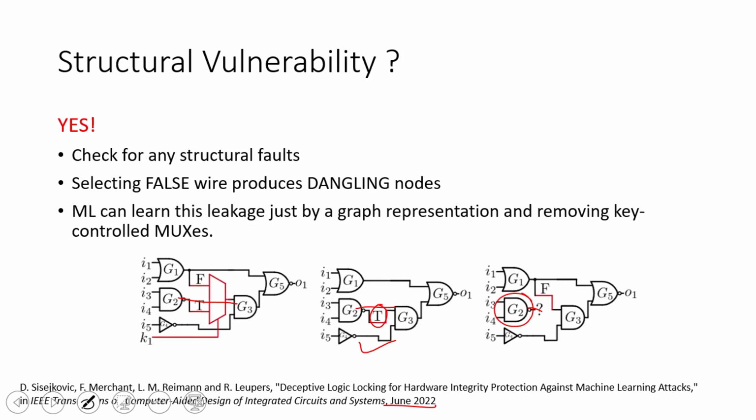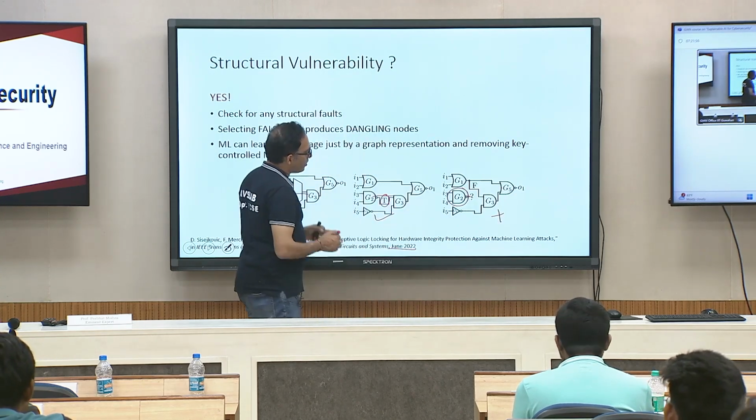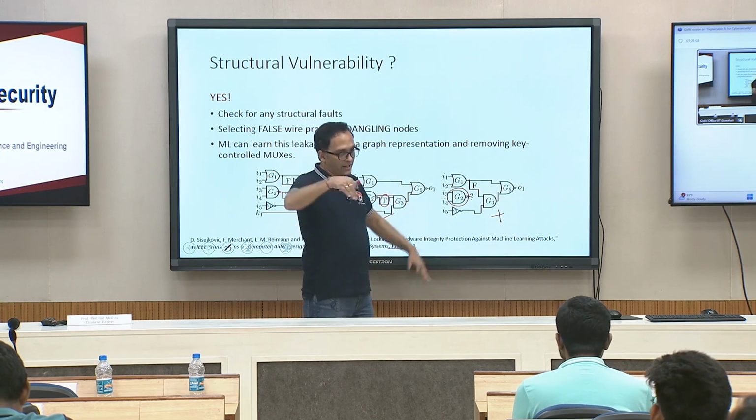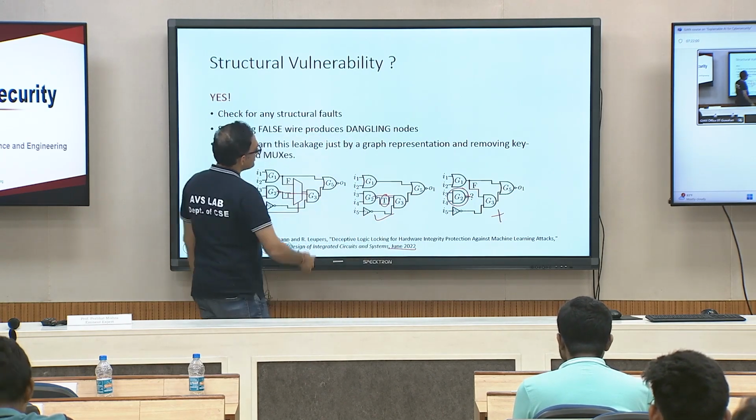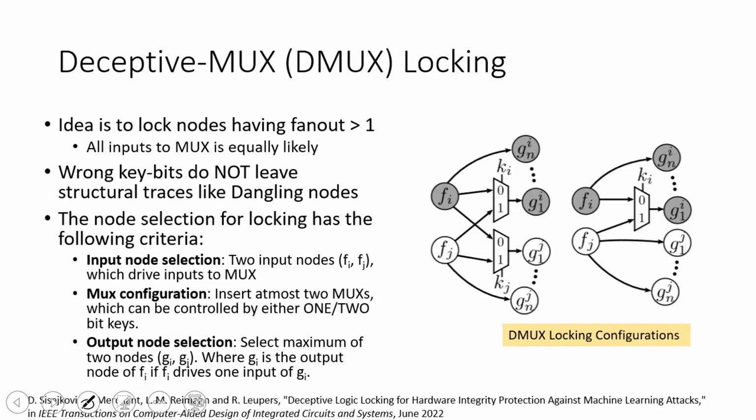So, what they will do is train the model, predict, and check whether you are reaching this or that. If you are reaching that, that means this is the wrong key. You cannot have a dangling gate, because your original circuit cannot have any gate which is hanging. So, they will say this must be true just to make the circuit work. Okay, so that is the deceptive logic locking for hardware integrity protection against machine learning attack.